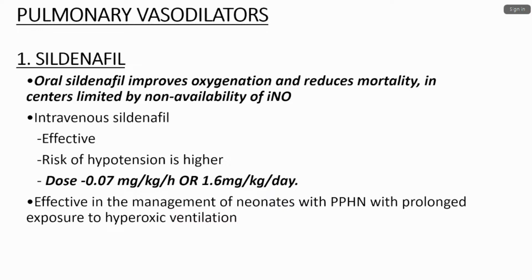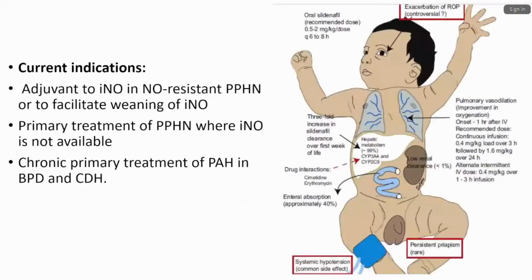Sildenafil improves oxygenation, reduces mortality, and mainly it's used where there is non-availability of iNO, or we can use it as an adjuvant to iNO in iNO-resistant cases, or whenever we want to wean the iNO. Or if the child requires PPHN management as a chronic treatment, like in the case of BPD and CDH, we can use sildenafil.